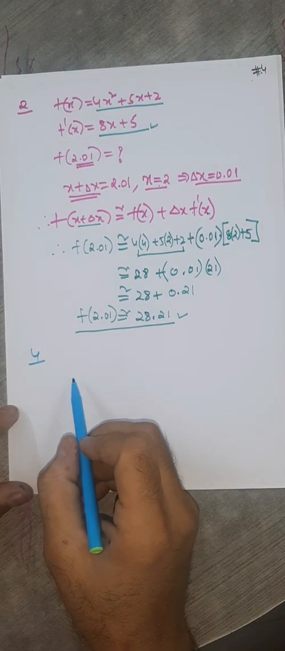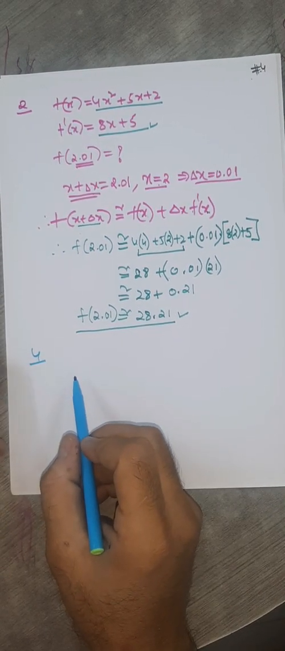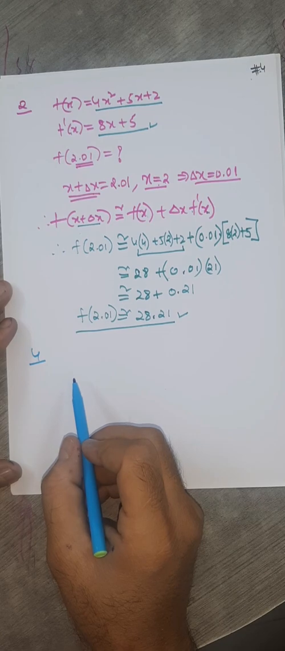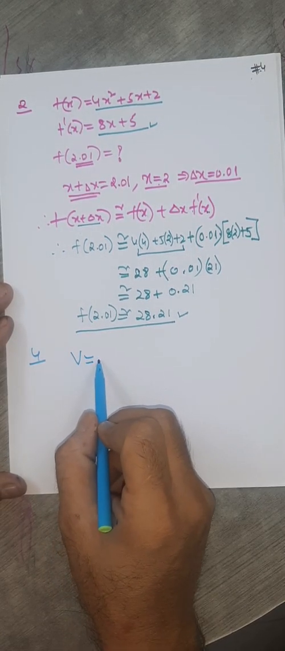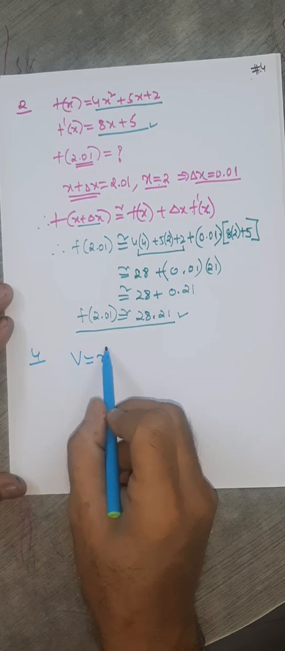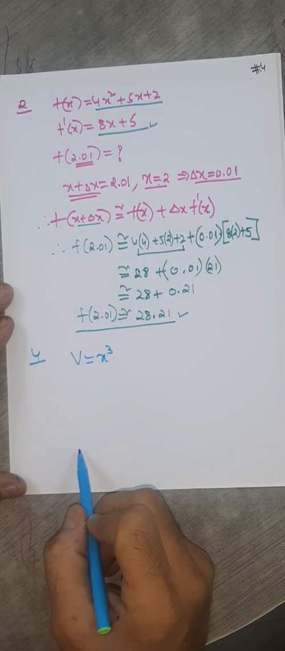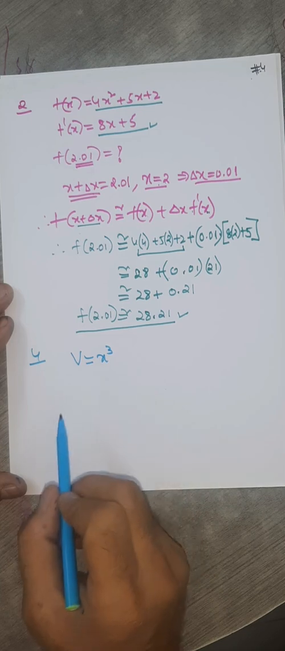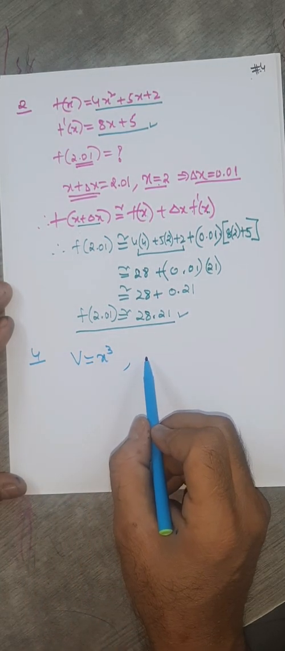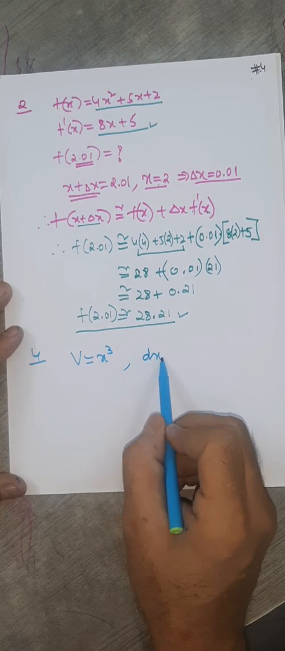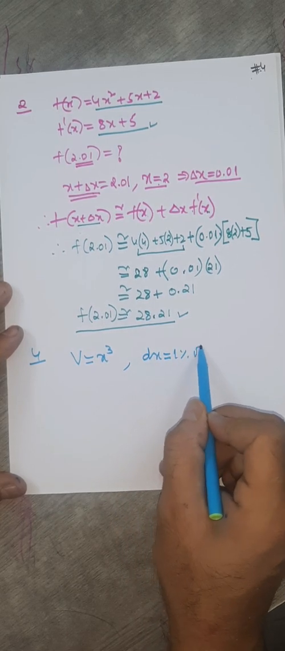So, fourth question now; the third is the same as the second. Find the approximate change in the volume of a cube. So V equals x cubed, where the side is given as x. You want the change in the volume here. What is given? That is the change in the side, that is dx equals 1% of x.